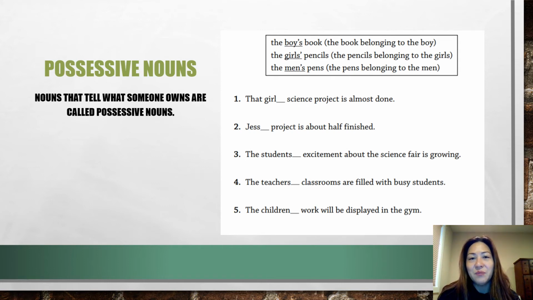So if we look at the examples here at the top of the box, in the box on the top, it says the boy's book.